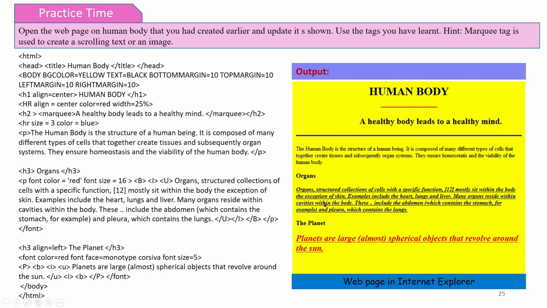Then we have focused on underlining and italicizing the text. So we have done this paragraph from organs to lungs, and it is bold, italic and underline. We have specified all three tags over here, and after completing the paragraph we have closed them with /U, /I and /B. Since this was a paragraph, we started with P and we are ending this paragraph with /P.